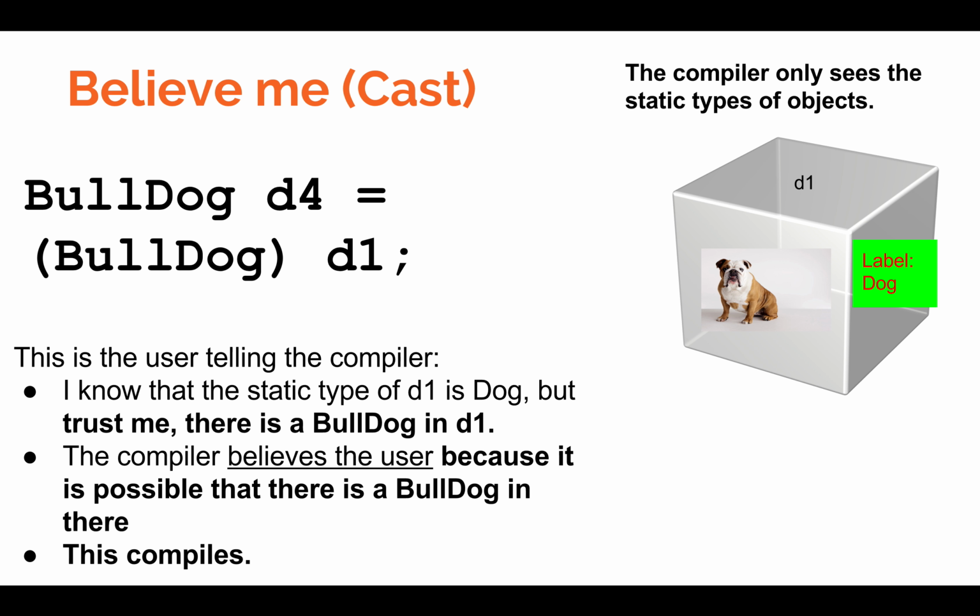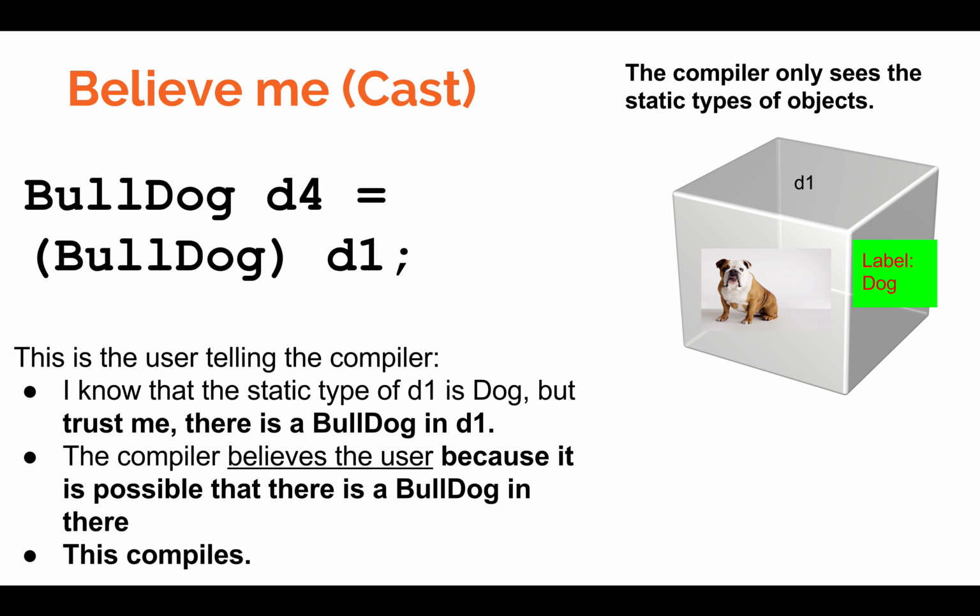It's actually possible. If it's a box labeled dog, and we try to lie to the compiler, telling it, hey, trust me, there's a cat in there, that's a straight up lie. There could not have been a cat inside a box that's labeled dog. The compiler would never have allowed that in the past. So this is something reasonable to tell the compiler. If you see a box labeled dog, and you're telling the compiler, trust me, there's a bulldog in there, that's reasonable. So the compiler will believe you.